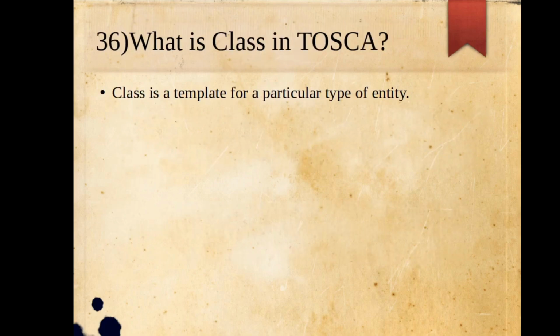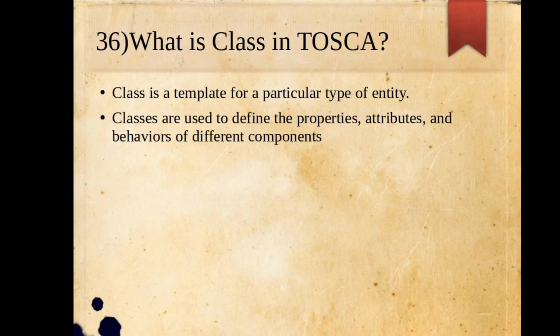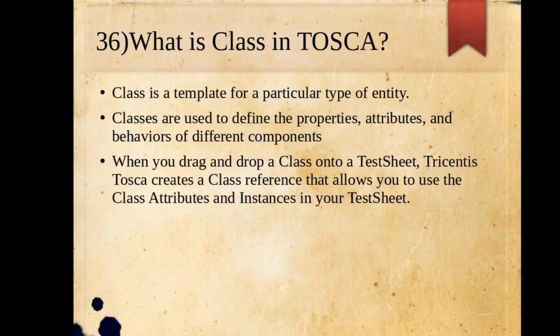What is class in TOSCA? Class is a template for a particular type of entity. Classes are used to define the properties, attributes, and behavior of different components. These are reusable, and it helps when we are creating the test case design. So when you drag and drop a class into a test sheet, Tricentis TOSCA creates a class reference that allows you to use the class attributes and instances in your test sheet.